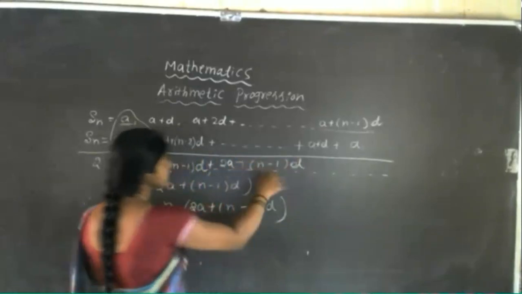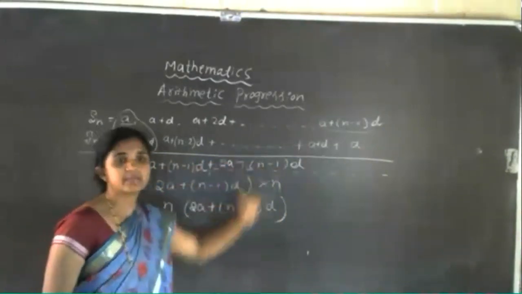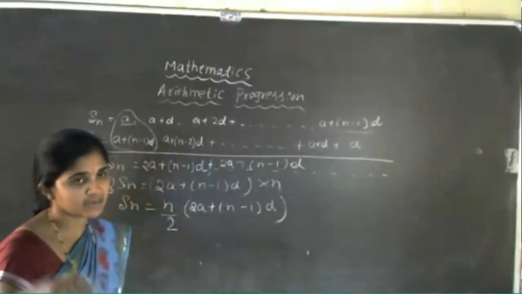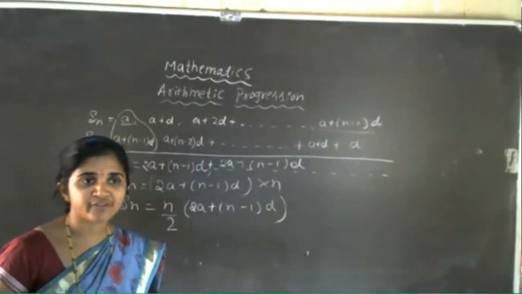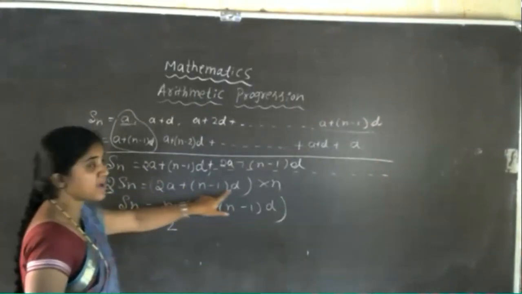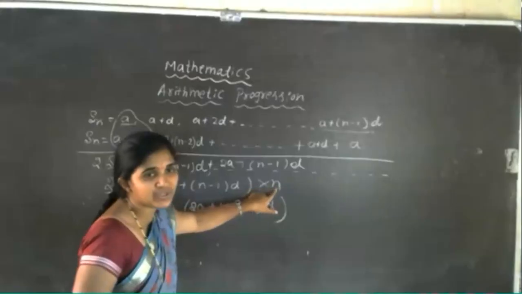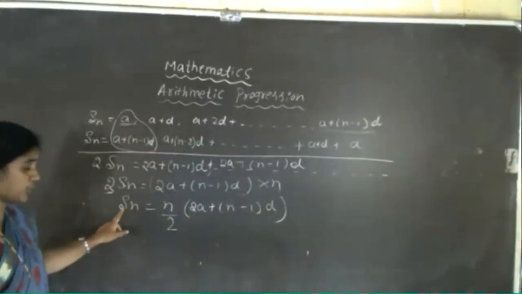So this way we got the answer actually. 2a plus n minus 1 into d, repeated n number of times. So 2Sn is equal to 2a plus n minus 1 into d, into n that we took. But we need Sn, just Sn. We don't want this 2.